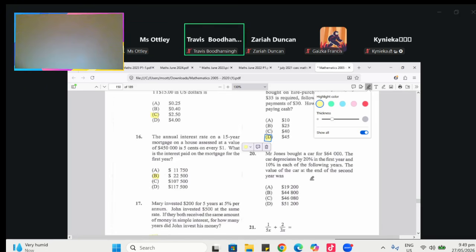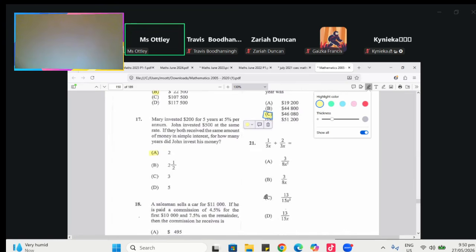C. Thank you. That is correct. So what we had to do was find the value of the car after it depreciated for the first year. It depreciated by 20%. So we could have found 80% of that 64,000 and then used that answer to find the 10% that it would have gone down by and subtract. To find the first part, we could have also found 20% of the 64,000, then subtracted it, then found the 10% again. So we had to find the percentage twice.